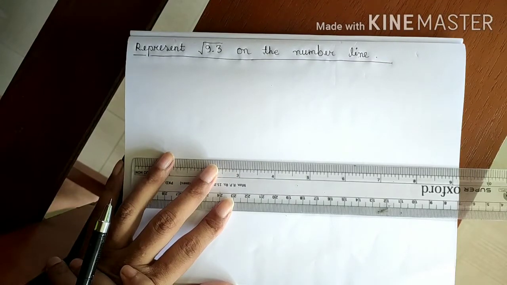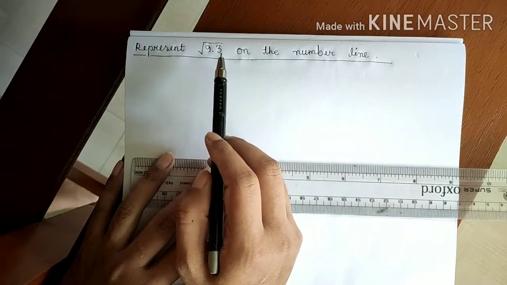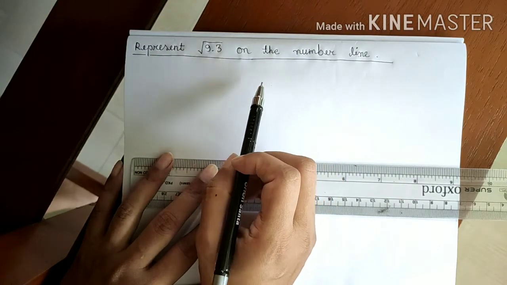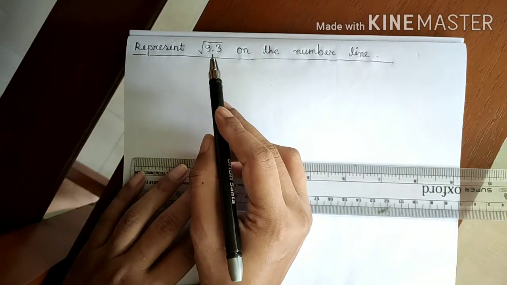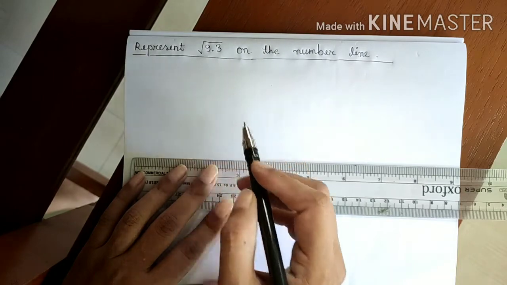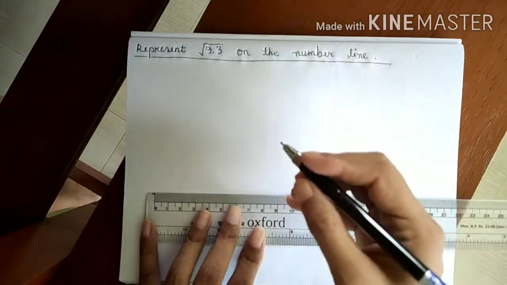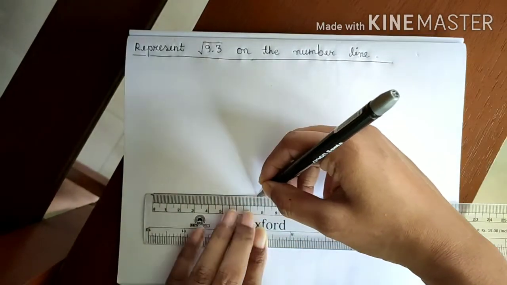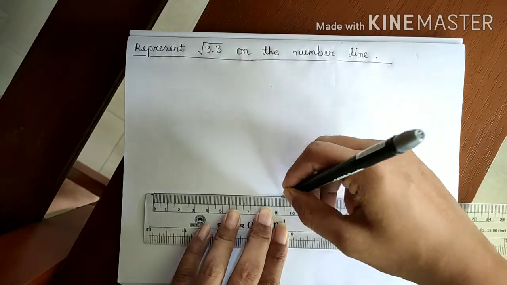Hello students, today we'll discuss how to represent square root 9.3 on the number line. So for this we have to draw a line segment of length 9.3. First of all, starting from 0, draw a line segment of length 9.3.